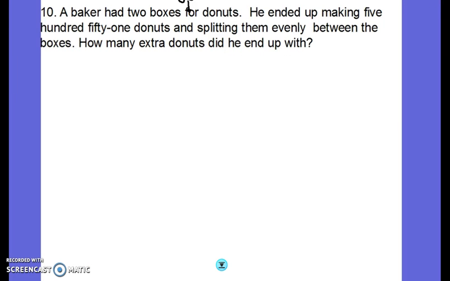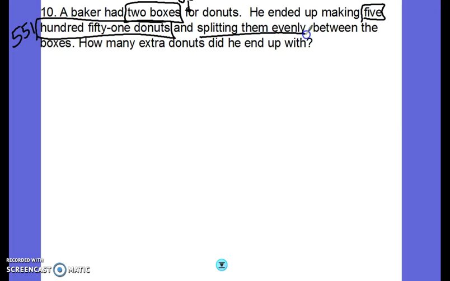All right, let's quickly look at a different one where the remainder will have to be interpreted a little bit differently. So number 10 on this sheet. A baker had 2 boxes for donuts. He ended up making 551 donuts. Whoa. I would love 551 donuts. Okay, and splitting them evenly, ooh, that's already telling me I think I'm going to divide, between the boxes. So there's a total of 551 donuts. And this baker is splitting them into 2 boxes.